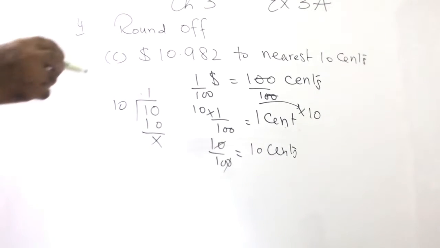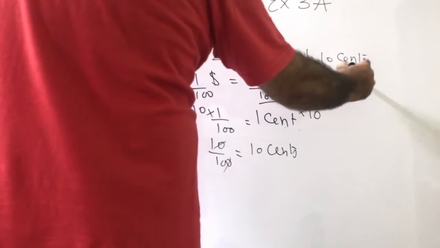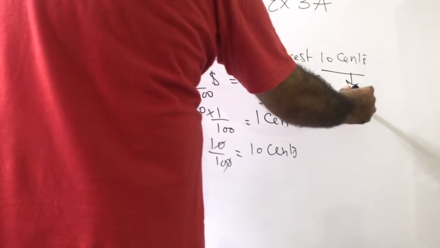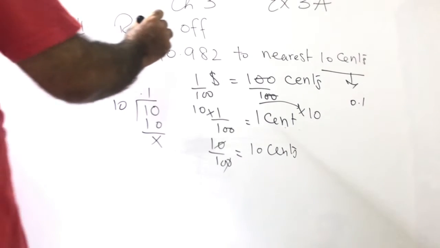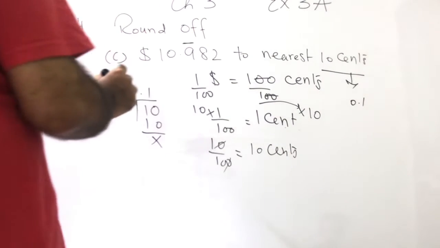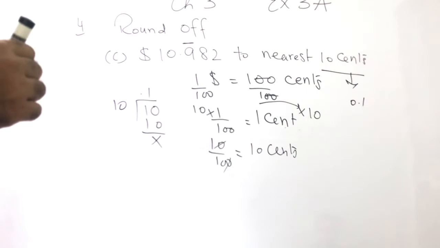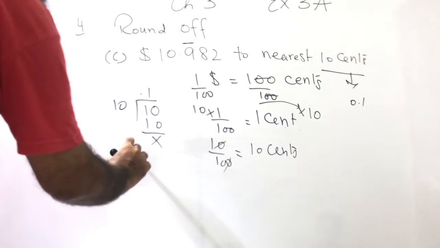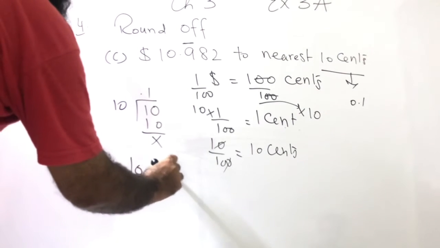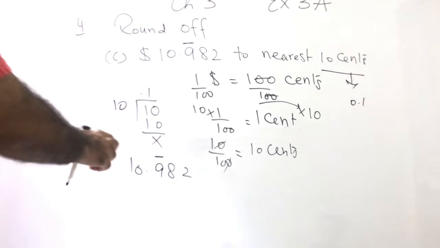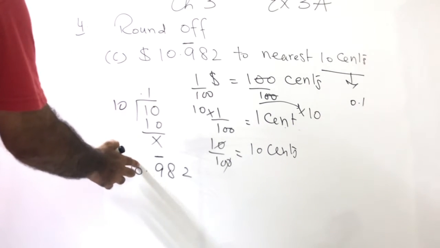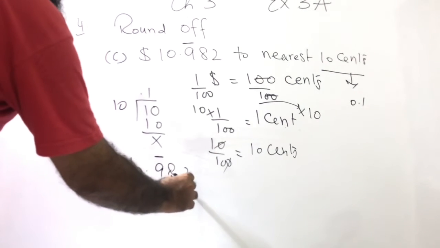So nearest 10 cents means that we need one digit after the decimal. So this is the marked place. So we need to round off 10.982 to this marked place. We know the rule. The rule says that all the digits on the right side of the marked place become 0.